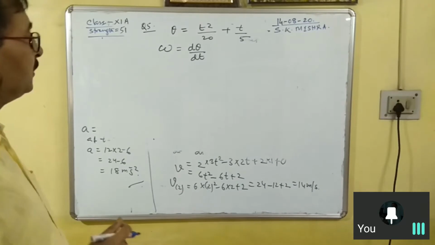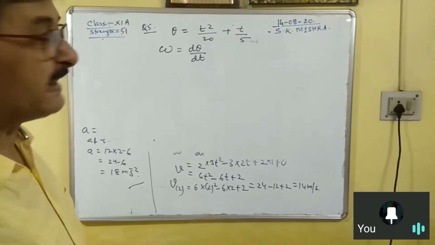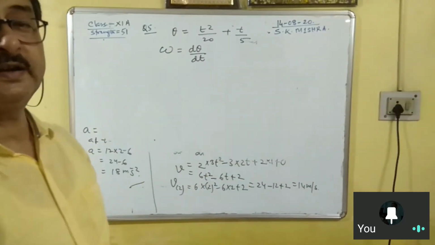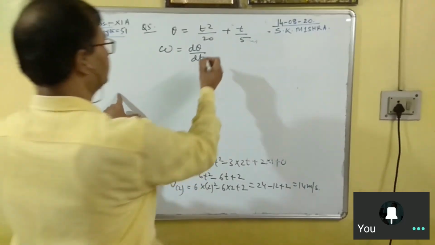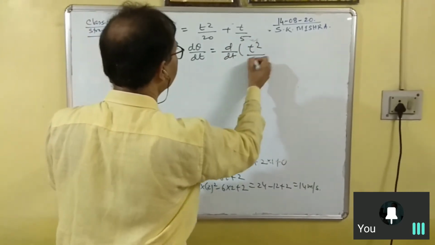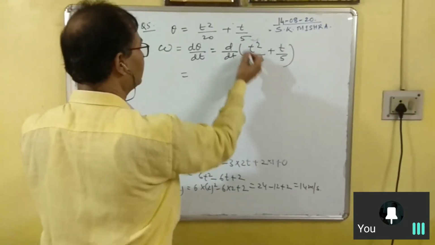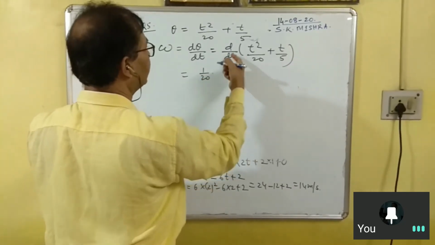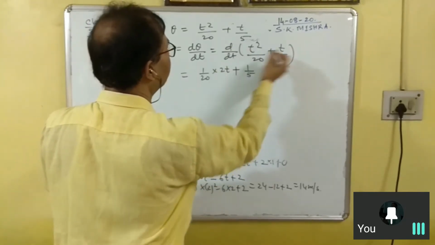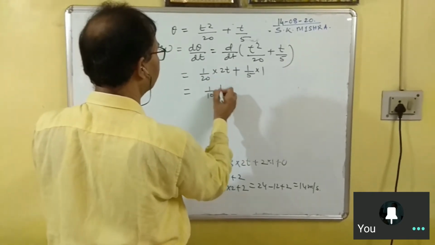So what should be the unit of omega? Radian per second. Like normal linear velocity is dx by dt, angular velocity is the angular displacement in a small time interval dt, d theta by dt. So now you have to differentiate this one, d by dt of t square by 20 plus t by 5. So this is 1 by 20, take it as common, and then differentiate t square, which is 2t, plus 1 by 5, d by dt of t is 1. So this is 1 by 10 t plus 1 by 5.